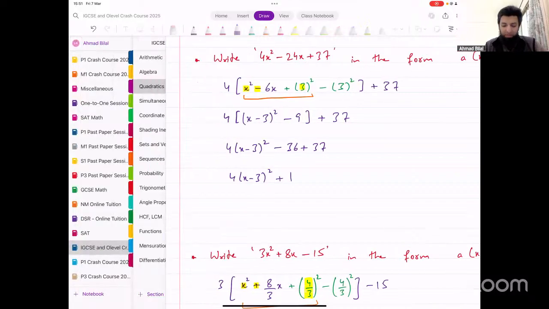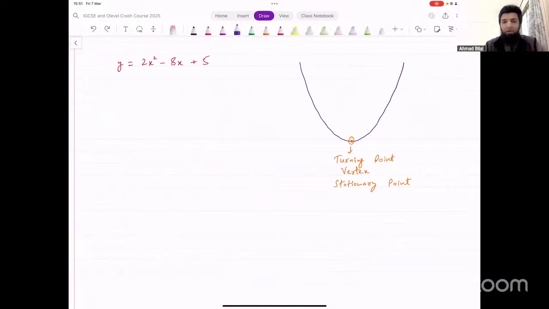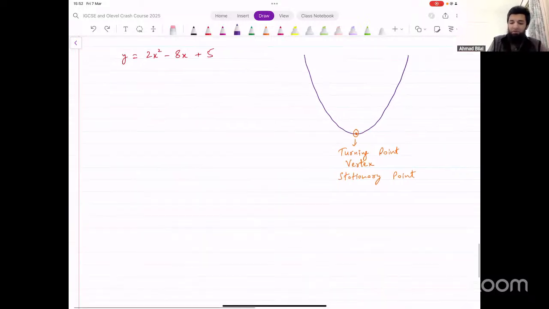But those two methods that we did earlier were specific to quadratic functions. What about cubic functions? What about power 4 functions? We could not find the turning points of those functions using those two methods, because they were specific to just quadratic functions. Differentiation is a process that you can use to find turning points for any function. It's a general process. Now let's see how this process would work on a quadratic function first of all.